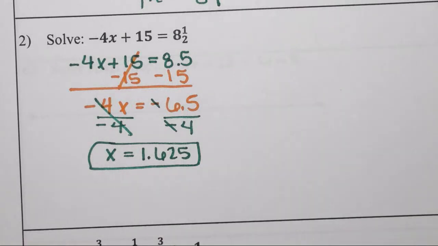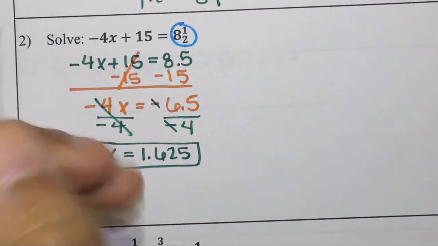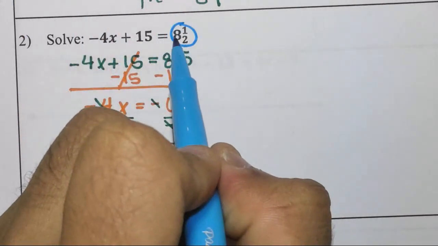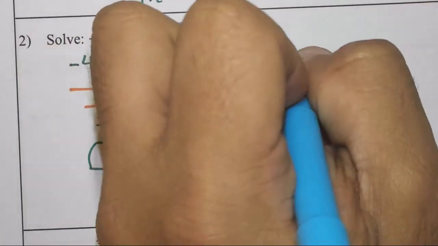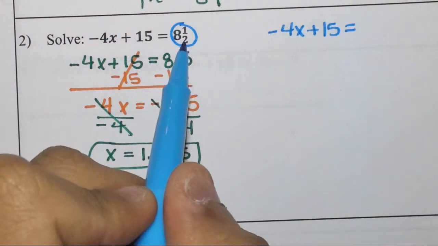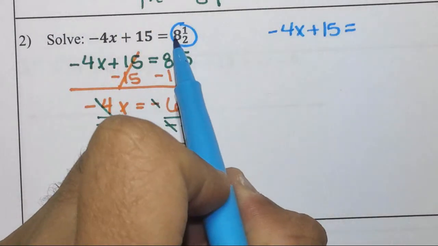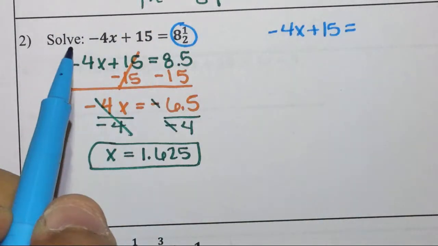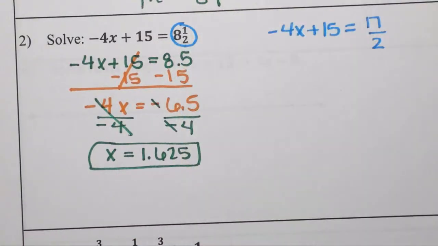Okay, the alternate way of doing this is to change that into an improper fraction. So meaning 2 times 8, which is 16, plus 1, which is 15. So really you have negative 4x plus 15 is equal to 2 times 8 is 16. I think I made a mistake. I think I said 15. Let's do it again. It's 2 times 8 is 16 plus 1 is 17. So this would be 17 over 2.